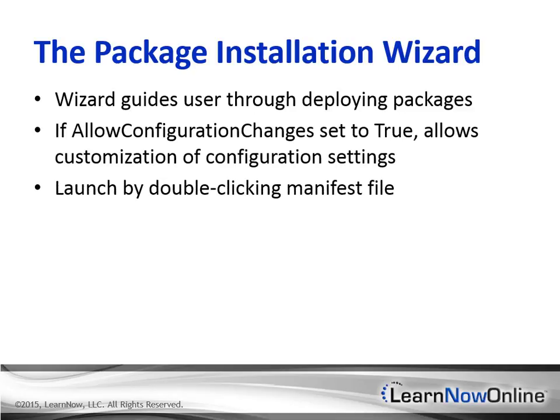Now, you can launch the Package Installation Wizard by double-clicking a deployment manifest file that has a .SSISDeploymentManifest extension. When you install Integration Services, it sets the default application for this file extension to the Package Installation Wizard. Then the Package Installation Wizard takes several actions as it guides you through the package deployment process. It starts by reading the deployment manifest file.